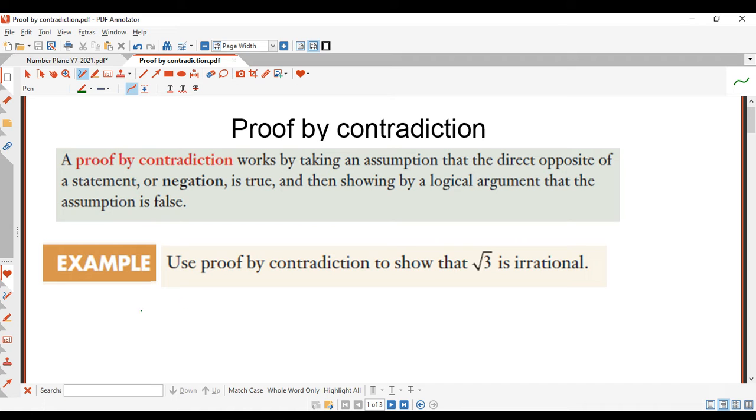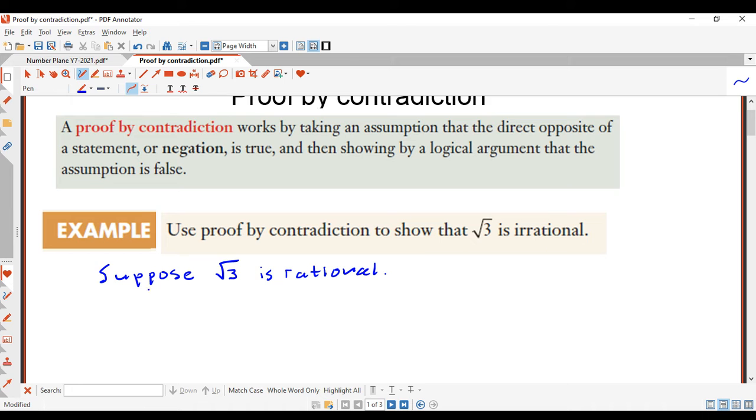All right, so first of all, we're going to start off by saying suppose the opposite is true. So suppose that root 3, so this is the easy part if you like. Suppose root 3 is rational. Okay, that's our assumption at the beginning. And we're hoping to arrive at a false conclusion.